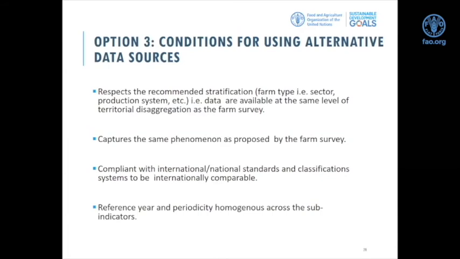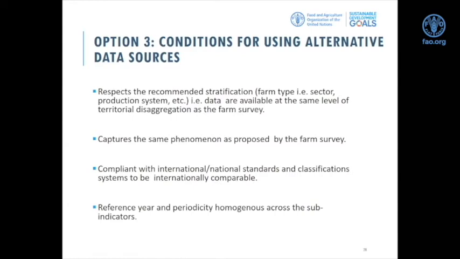So as I mentioned, the use of alternative data sources is conditional on whether these data sets fulfill the following criteria. First of all, it should be demonstrated that alternative data sources give results of at least the same quality as the farm surveys and ensure international comparability. It can be reflected in or attributed to agricultural land area in the country, considering different farm typologies and agricultural regions. It can be associated with countries' agricultural production systems, particularly crops and livestock, and its mix.